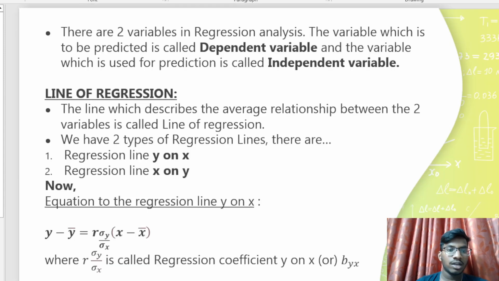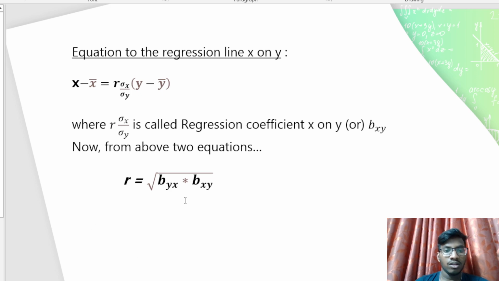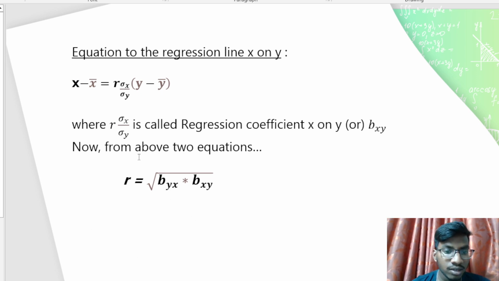You have seen that the regression coefficient is denoted by byx, where it is r into sigma y by sigma x, and here r into sigma x by sigma y. From the above two equations, when we calculate the value of r, it is the square root of the product of the regression coefficient of y on x and the regression coefficient of x on y. We can get r.